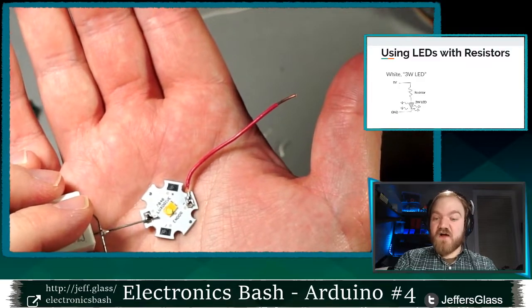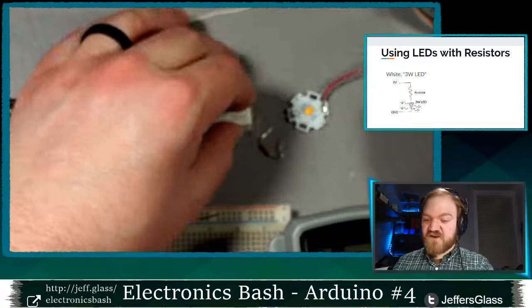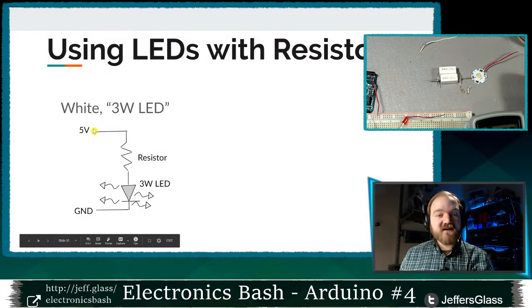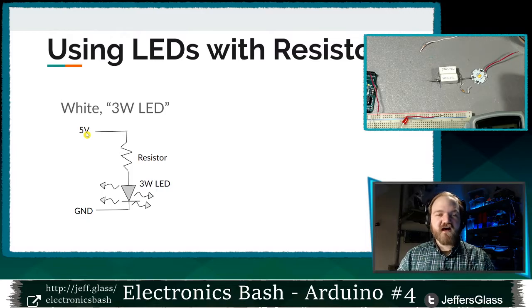So how much current should I put through it? Well, let's figure that out. So here's our circuit that we're going to use. I'm going to say we're going to power this off of 5 volts. I'm not going to power it directly from the Arduino. I'm going to use that bench power supply again. But let's say that 5 volts, for whatever reason, is the voltage that I have available. So assuming I'm driving this 3-watt LED star from 5 volts, what resistor should I use?